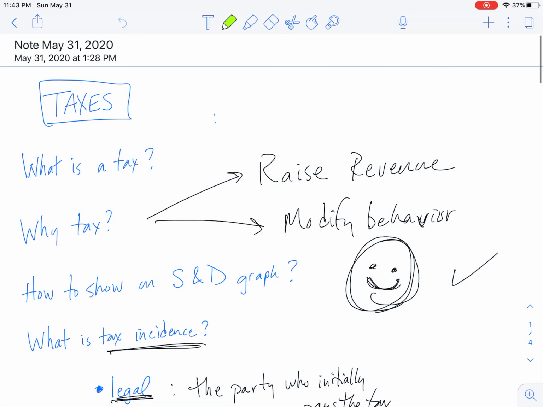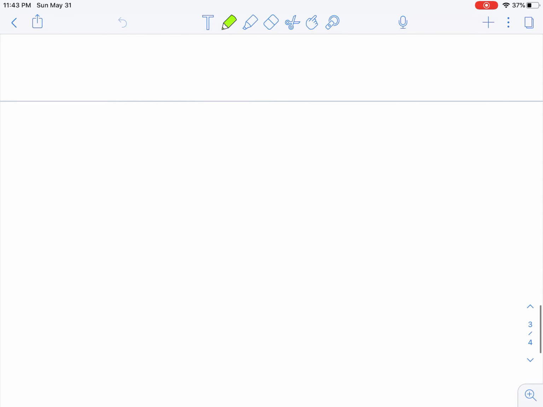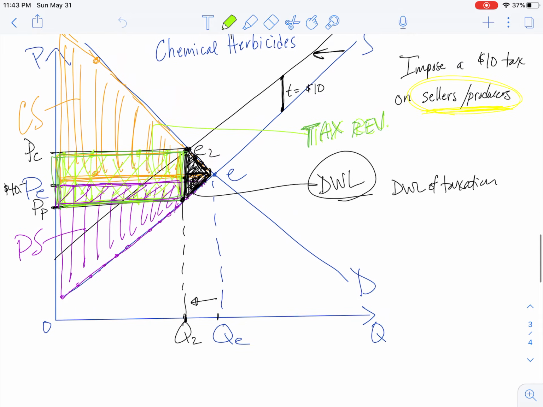Shoot. And where was I? Oh, my picture went away. It had not saved. Well, that is a bummer.